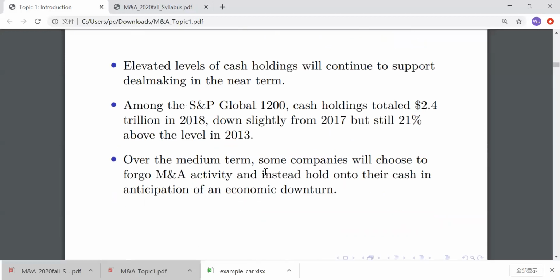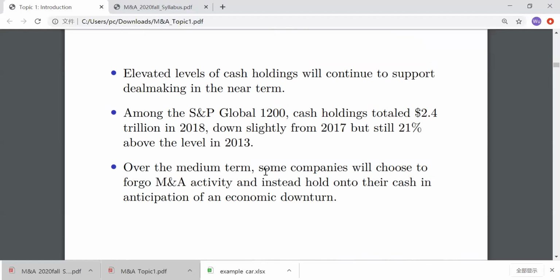And over the medium term, some companies will choose to forego M&A activity and instead hold on to their cash in anticipation of economic downturn. We already have the economic downturn in 2020. So on the demand side, the demand is not very strong, because companies are holding cash in anticipation of the recession. That also explains why the M&A activity in 2019 is not very high, not very low, but at median levels. If the supply is high and the demand is high, then we will see more deals happening.